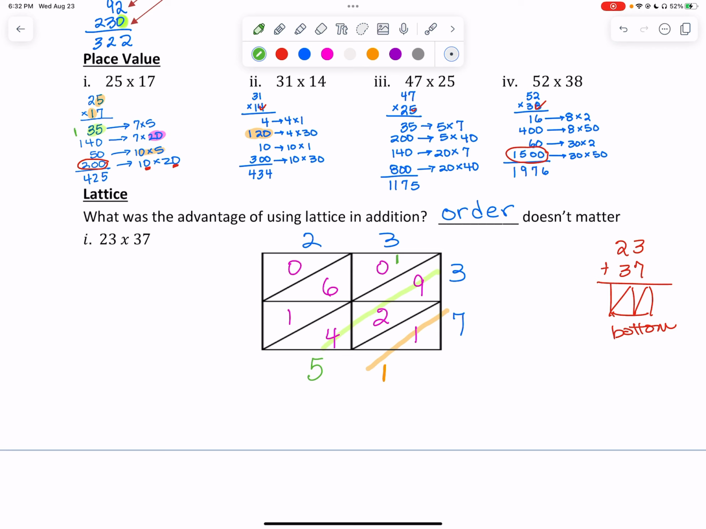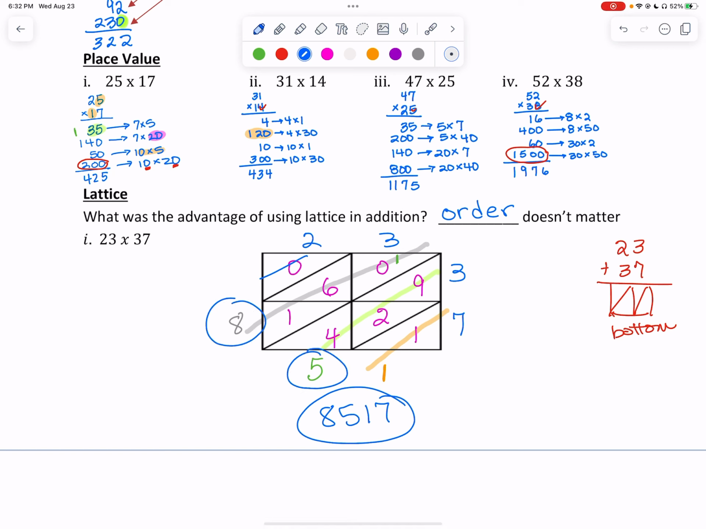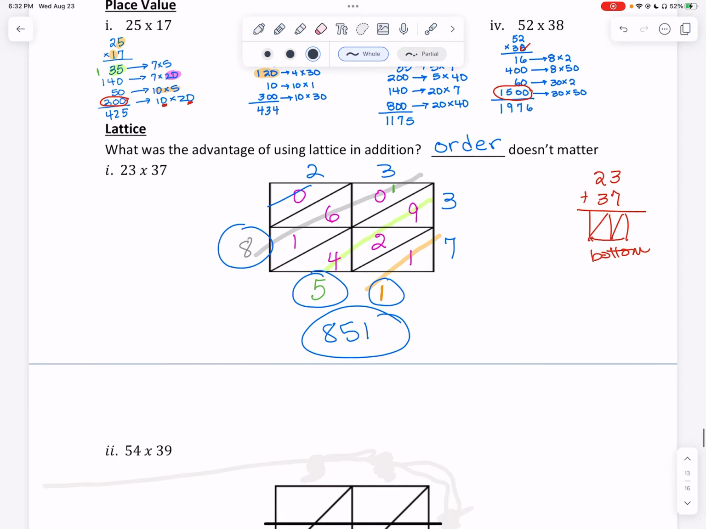All right, and then next let's go this way. So that's going to give me what, 8? 8. And I could do this one, but I don't have anything there. So my answer is going to be 8,517. Oh, not 17. Goodness gracious. Okay, 851. Can you tell it is late when I'm doing this? Okay, let's do another one.